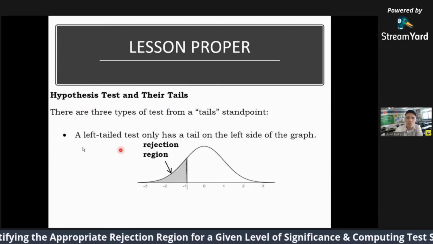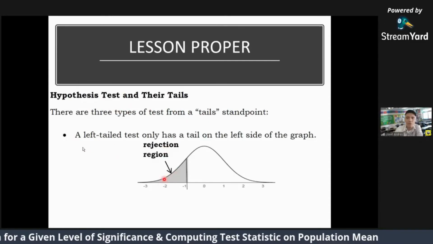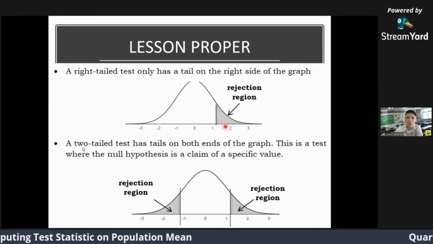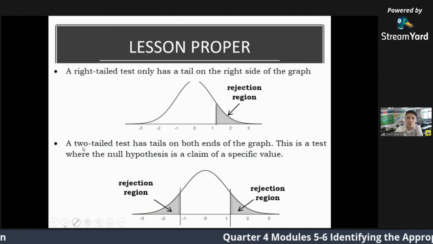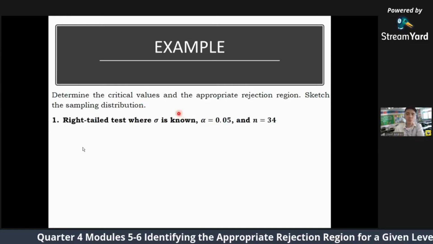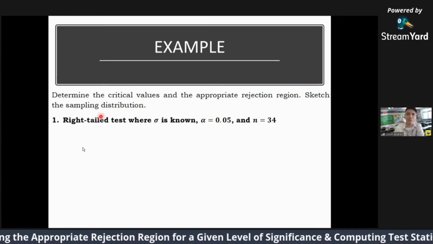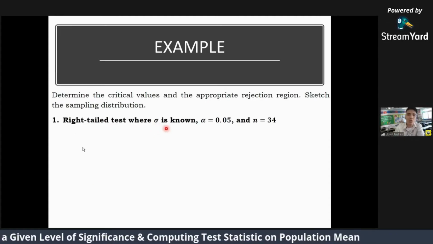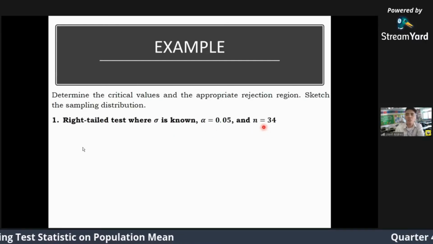So, these are the hypothesis tests and their tails. Kung left-tailed test, naara sa left ang imong rejection region. Kung right-tailed test, naara pod sa right imong rejection region. Kung two-tailed test, nasa both tails, left and right. So, this time, let's have an example. Determine the critical values of the appropriate rejection region, then sketch the sampling distribution. So, given right-tailed test where sigma is known, your alpha is 0.05 and n is 34.